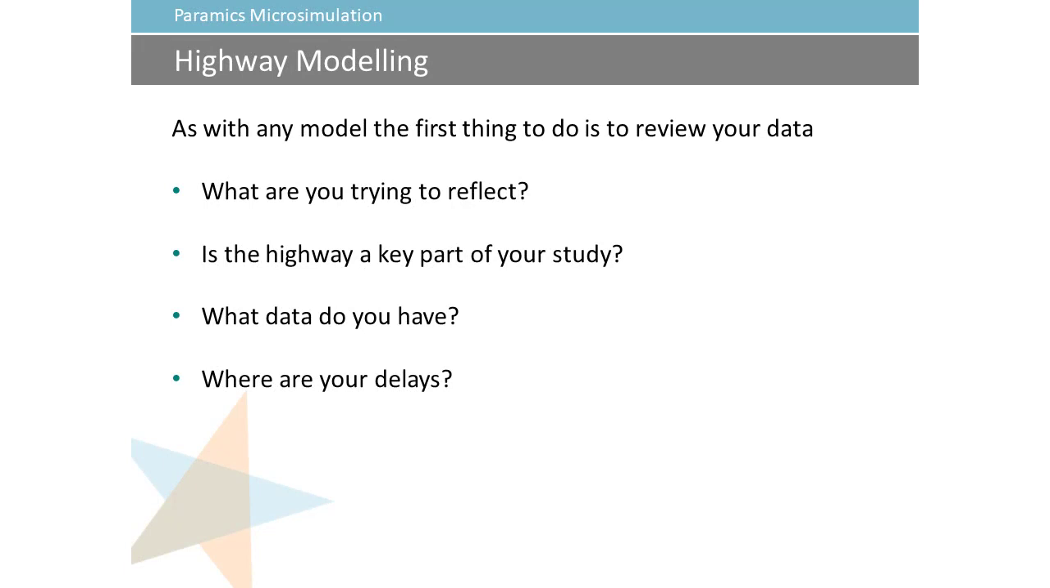So, as with any model, the first thing to do is to review your data and consider your study. When you include a section of highway, what are you trying to reflect? Is the highway a key part of your study, or is it on the periphery? You need to review what data you have. Ideally, if your highway is important, you'll at least have journey time information for your highway section. Or alternatively, you might have queue information, even some videos recording the traffic conditions. You also want to consider where the delays are on the highway, and if possible, what is causing them. The more information you can have, the better. That gives you a clearer understanding of what you want to be looking at when you start creating your model.